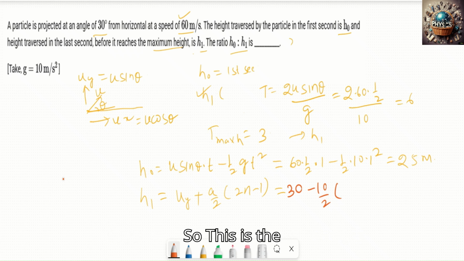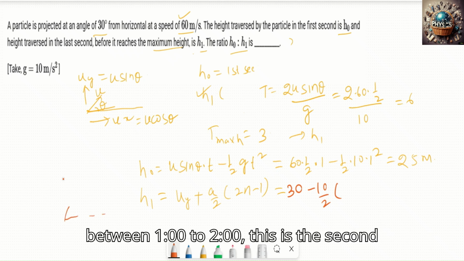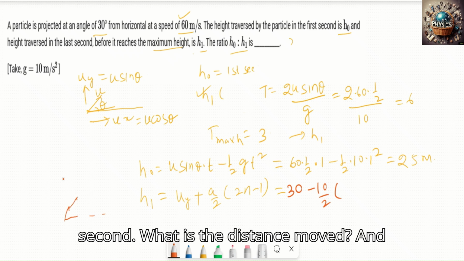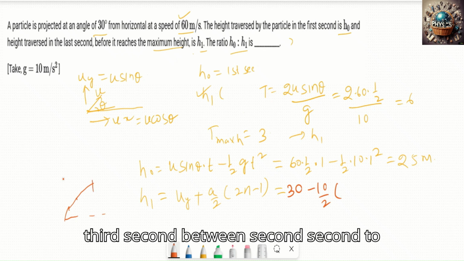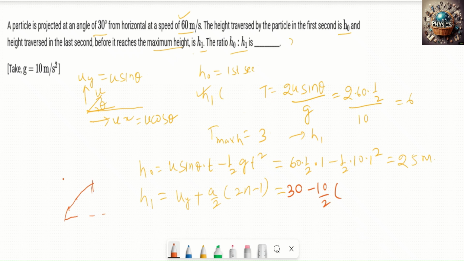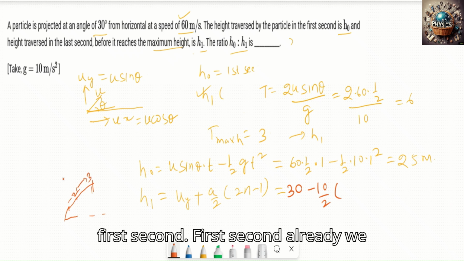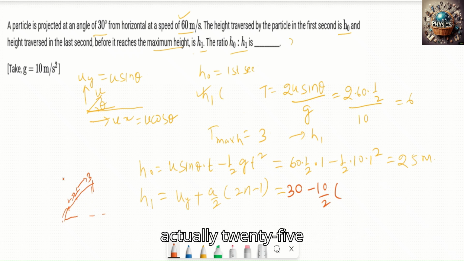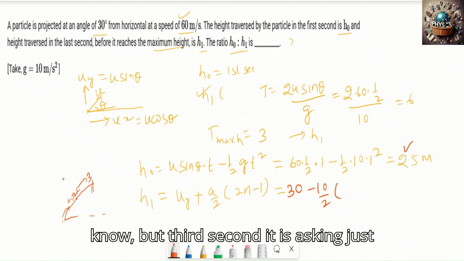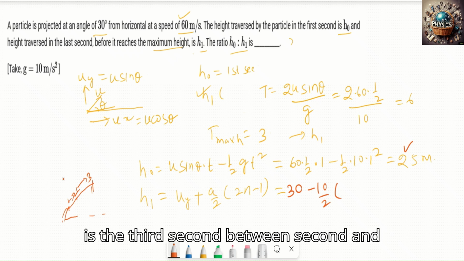So this is the trajectory, right? First second, between 0 to 1, then the second second, between 1 to 2, and then the last second before it reaches the maximum height, which is the third second, between second 2 and 3. The first second we already found out is 25. The second we don't need to know, but the third second is what it is asking, just before reaching the maximum height.